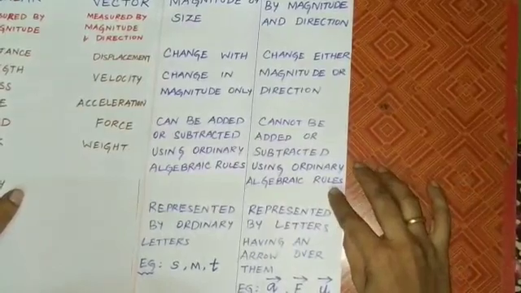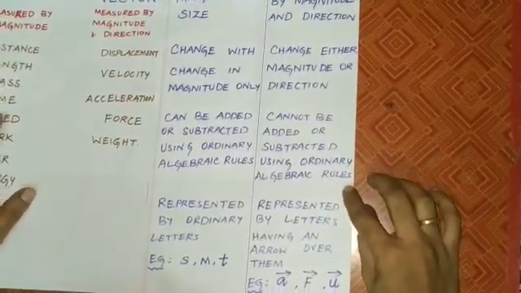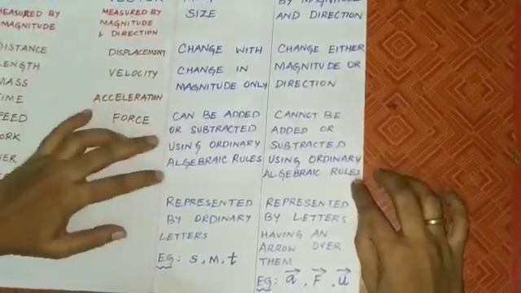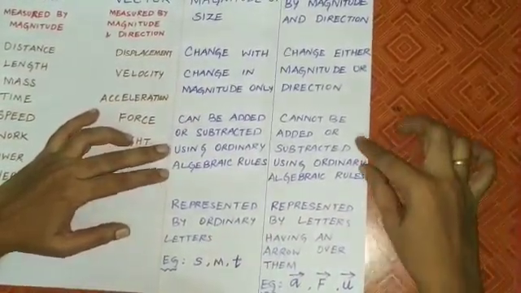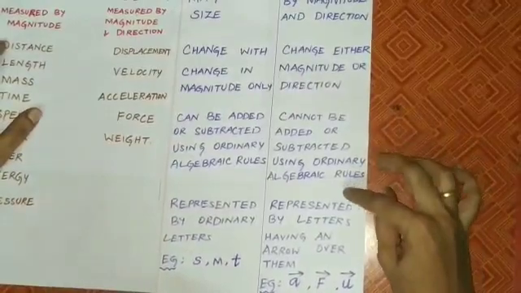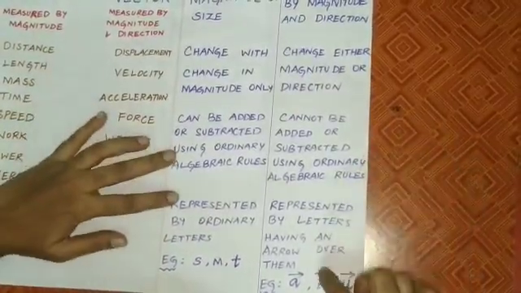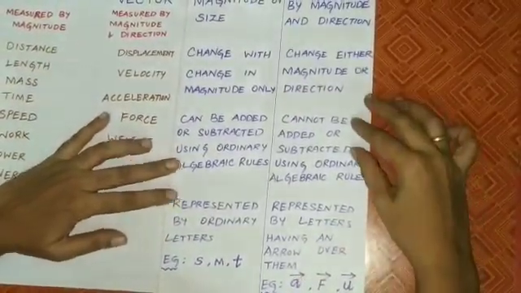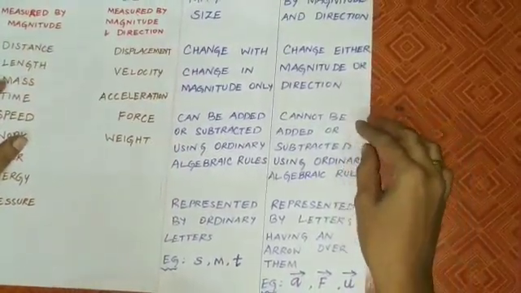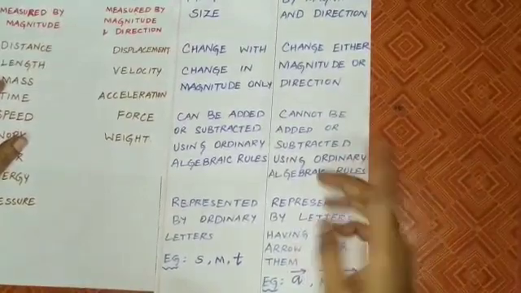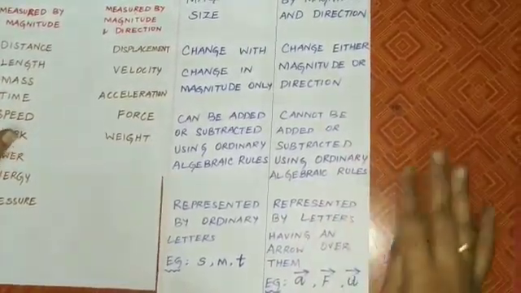Scalar quantities are represented by ordinary letters, and vector quantities are represented by letters having an arrow over them which represents the direction. So vector has magnitude as well as direction, so it has an arrow over them.